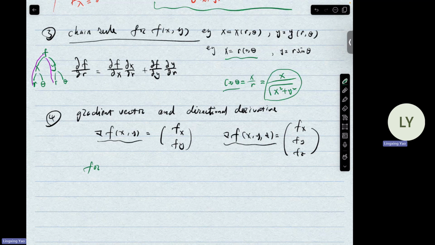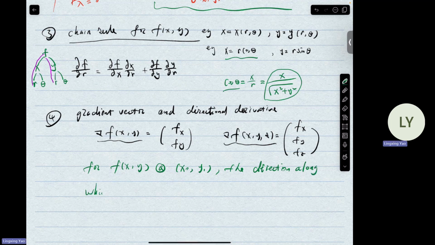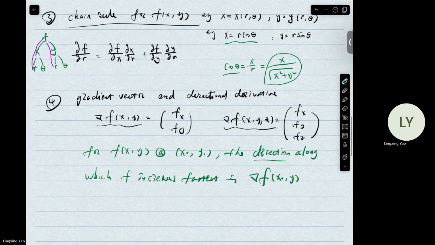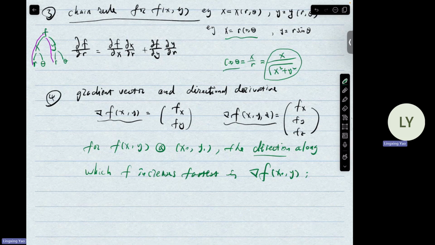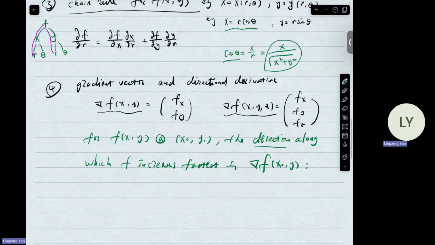Okay, so for f of x, y at, for example, x0, y0, the direction along which f increases fastest is the gradient of f at this point. So this is a property we discussed after the gradient and the directional derivative, right?